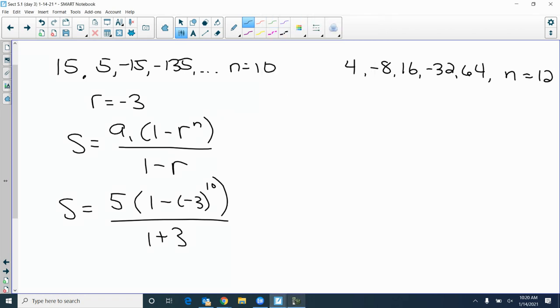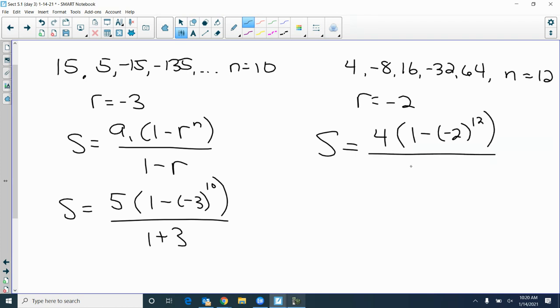And over here, it's going to be r is -2. So the sum is going to be a sub 1, which is 4, times 1 minus -2 to the 12th power, all over 1 minus -2, which is 1 plus 2. So right there, you got to be careful. You're doing the minus and negative, and you made it a plus. Got to watch that power.